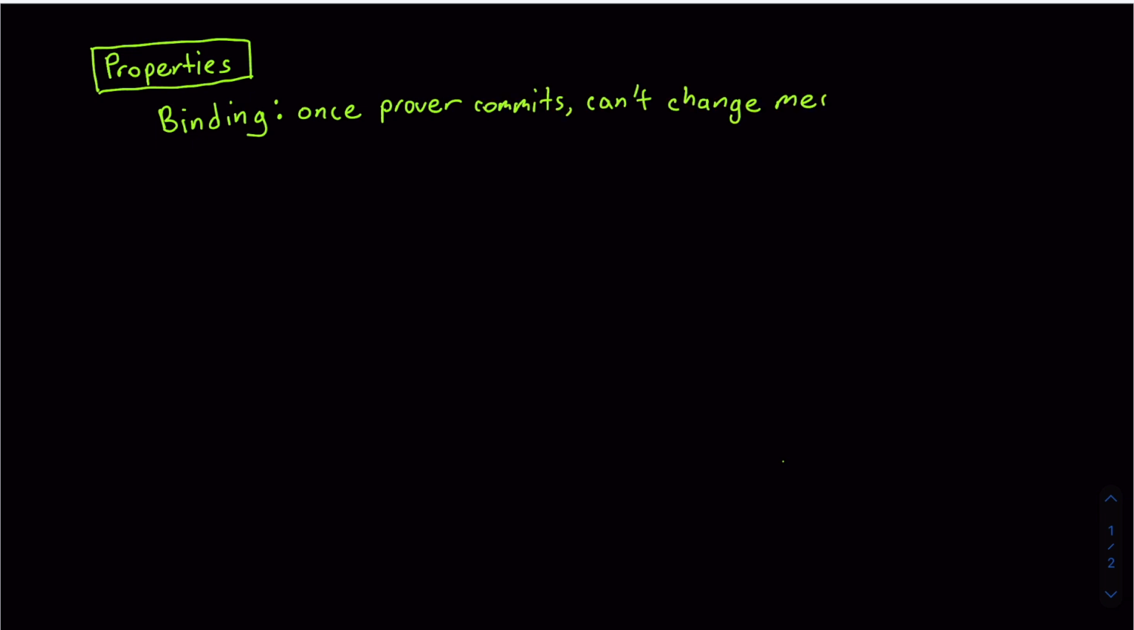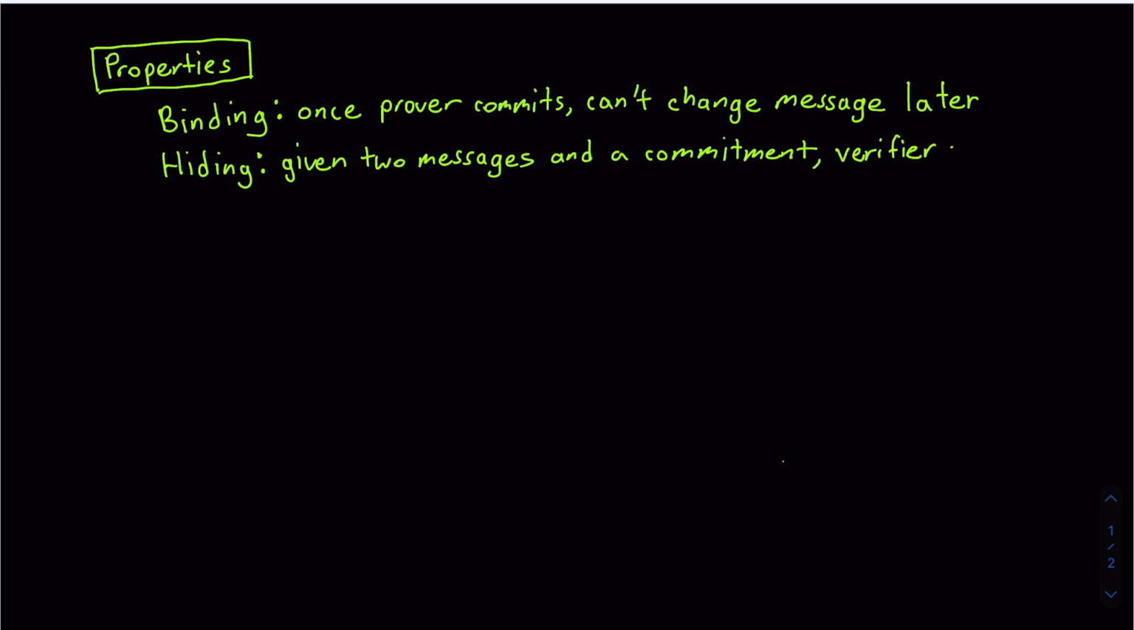The property that we've been relying on so far, where the prover is locked into their original message and can't change it later, is called binding. Binding is a required property of all commitment schemes. Once you commit, you don't get to change your mind. There's also a second property called hiding. The definition of hiding is actually slightly tricky and subtle. Formally, how it's defined is that if someone gave the verifier two messages and the commitment to one of them, the verifier can't tell which of the messages was committed to before the commitment is opened.